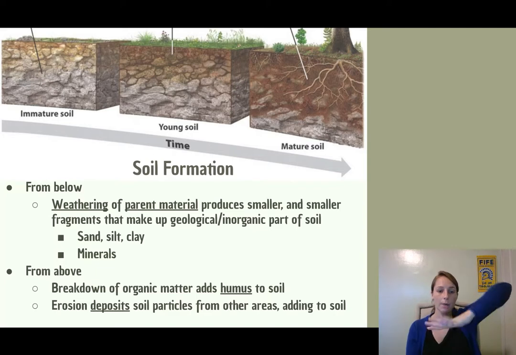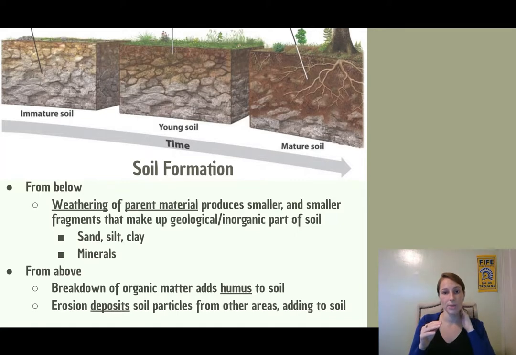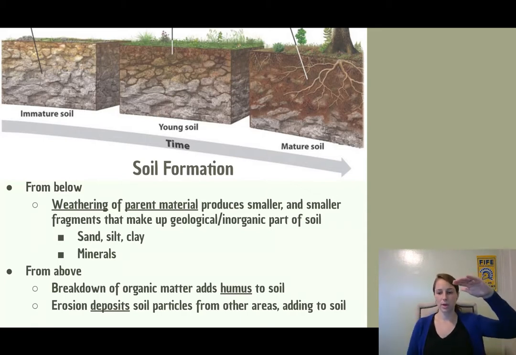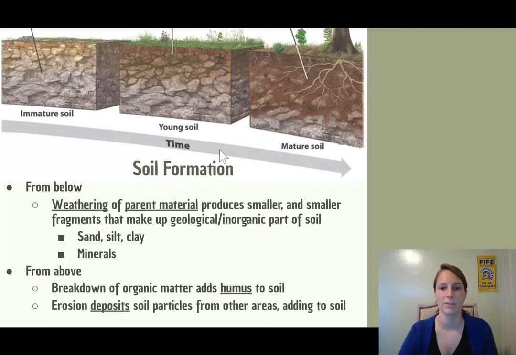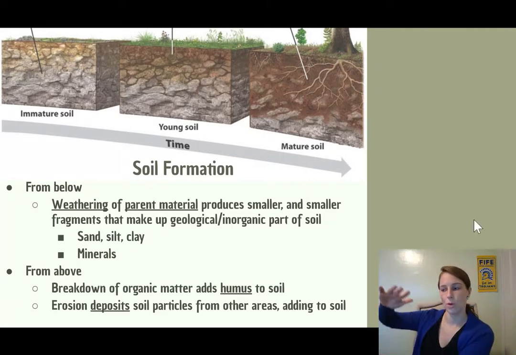Now from the top is where we are going to get a breakdown of organic matter. So you're going to have things like plants dying, leaves being deposited, or organisms dying. And this is going to be adding humus to the soil. Remember that humus is that biological material that's been broken down. Additionally, we can also have erosion depositing soil particles from other areas, which will be adding to the soil. So as you have this weathering of the bedrock, and some of this material being added on top, this is ultimately going to be creating this soil and the different layers that you have as time goes on.